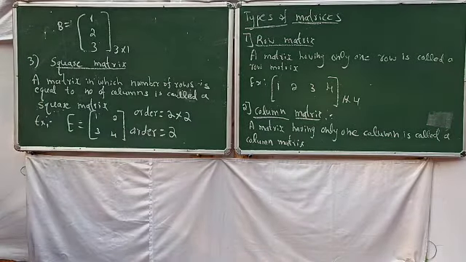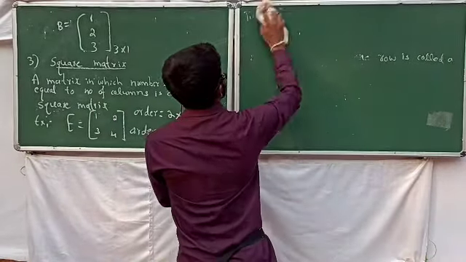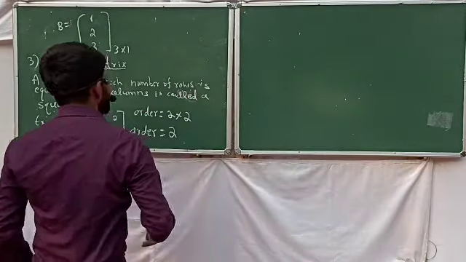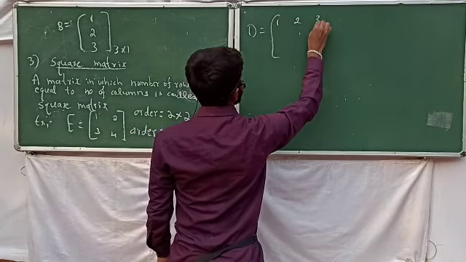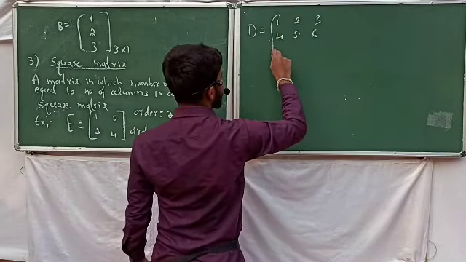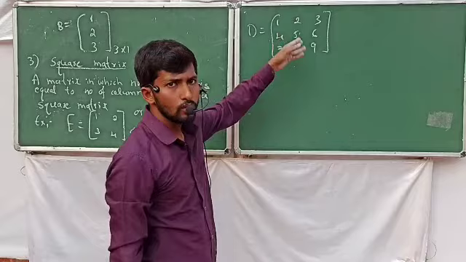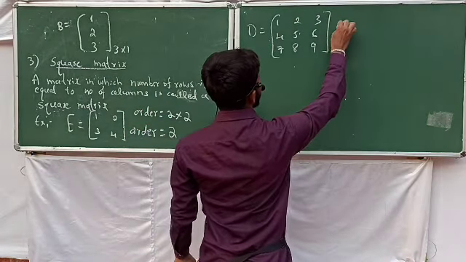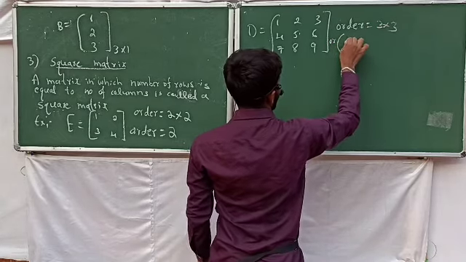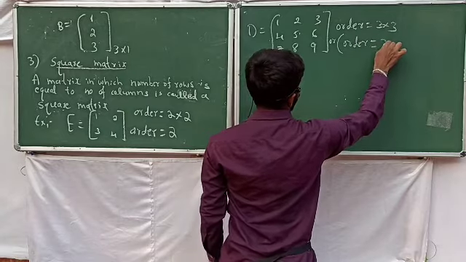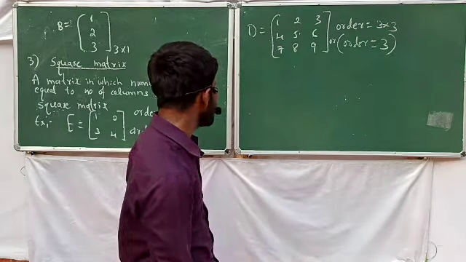For example, take one 3 by 3 matrix. Matrix D is equal to 1, 2, 3, 4, 5, 6. One more row is required: 7, 8, 9. Now see, the number of rows is equal to the number of columns. Can write order is equal to 3 by 3 or order is equal to 3 only. Order equal to 3 means it's well known, it's a square matrix. It's all about square matrix.